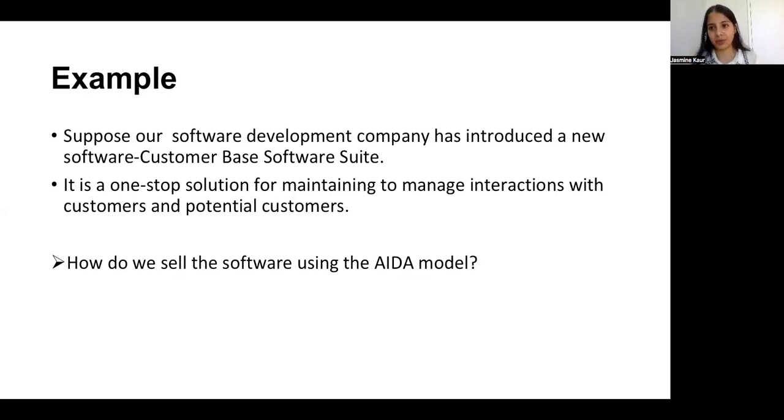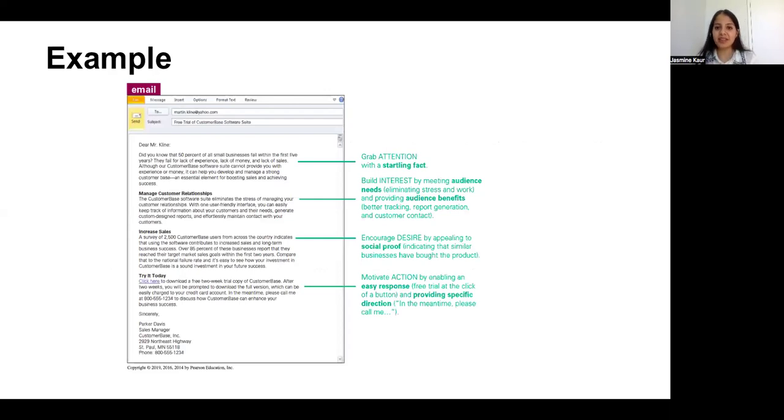Now, if I ask my audience, how can we sell this software using the AIDA model? We have to implement all the steps of AIDA: attention, interest, desire, action. So, how can we sell this software? What kind of an email can be drafted? I'd like my audience to think about it for a couple of minutes, to share their points with me, and then we can discuss how the email can be drafted. Since we are short of time, I will share the email over here. This is a common format that can be utilized in solving this problem at hand.